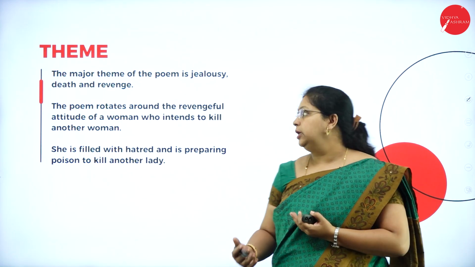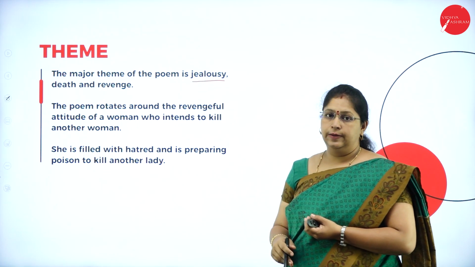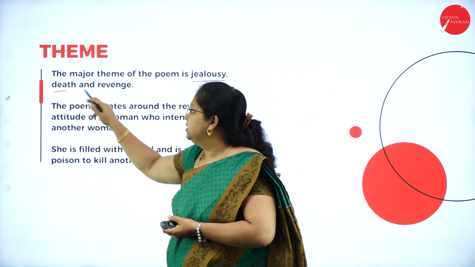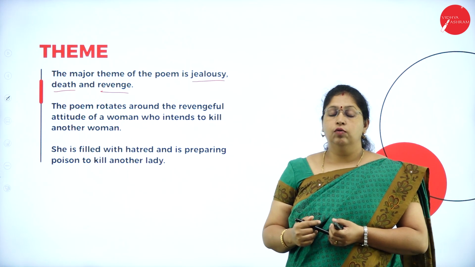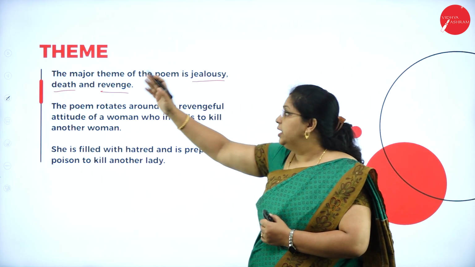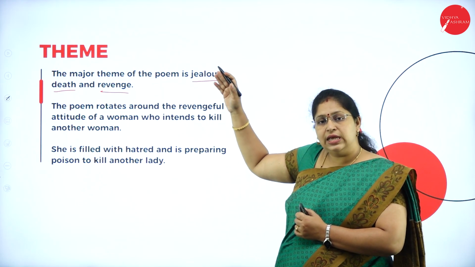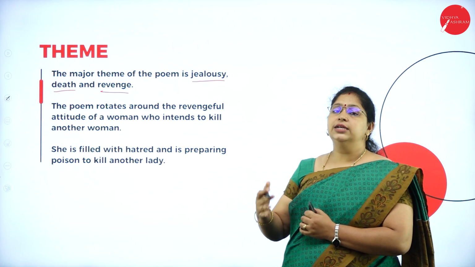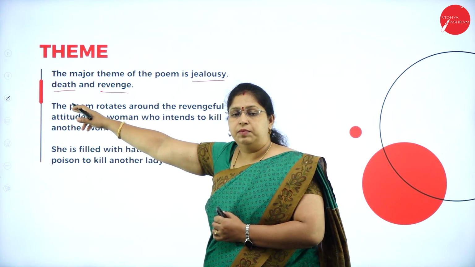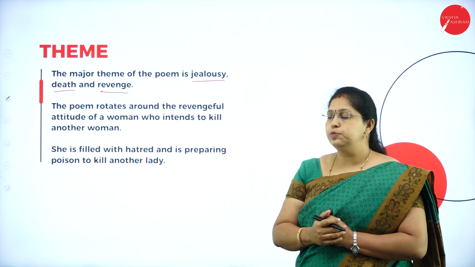What is the theme? The major theme of the poem is jealousy. Then death and revenge. What does this poem have as its theme? It is jealousy, death and revenge. So, a woman is jealous of another woman and she wants to kill that woman and take revenge. This is the theme of this poem.